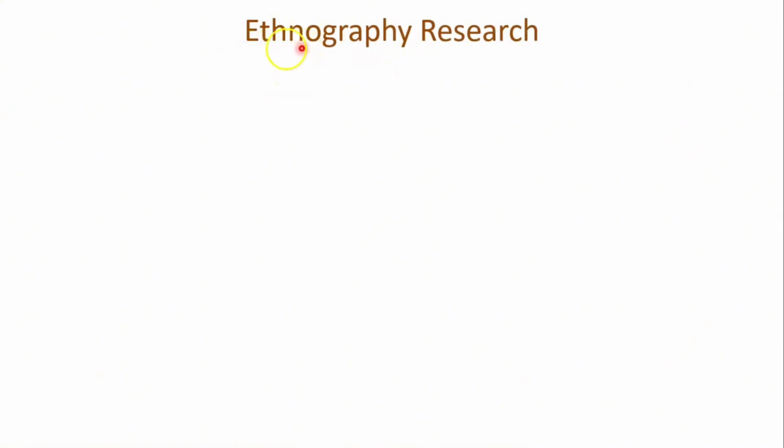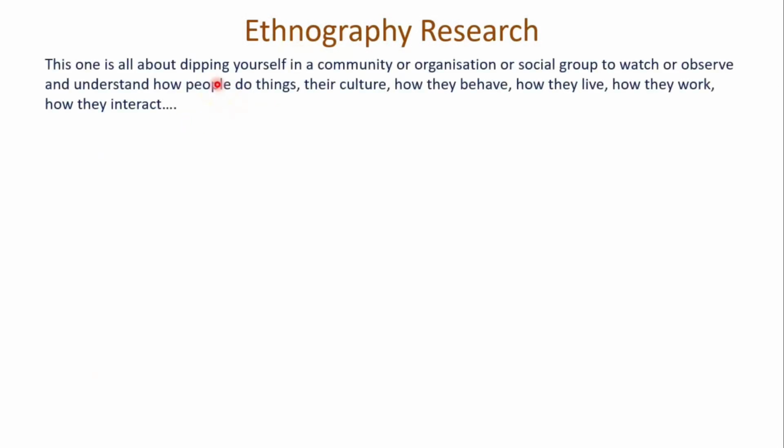So let's look at the next one, which is ethnographical research. Now look at the word ethno. Like ethnic, it's about culture, way of life. So for ethnographical research, the researcher will put himself in that community or in an organization or in a social group so that he can watch and observe and understand how people do things, understand their culture, how they behave, how they live, how they work, how they interact, and many more. So this is about understanding their culture, their way of life.